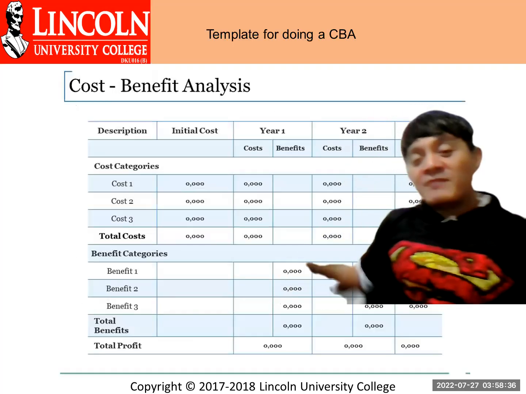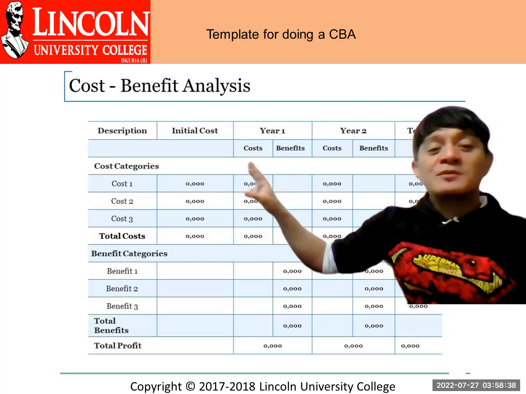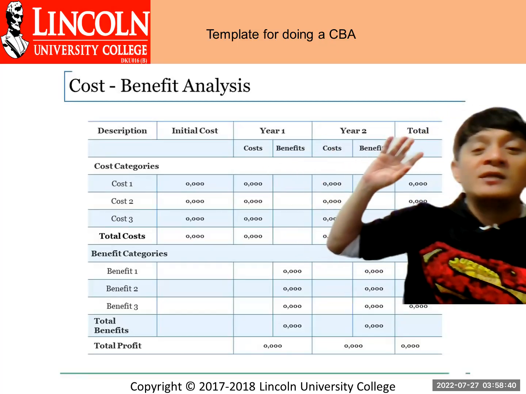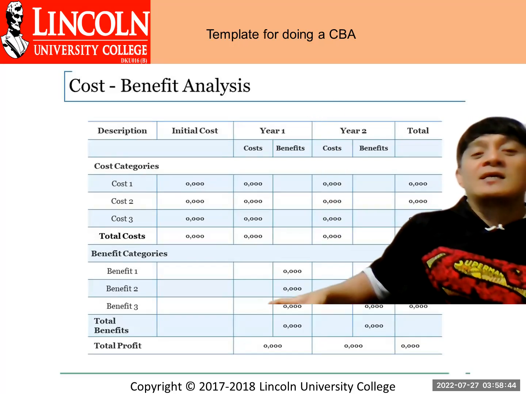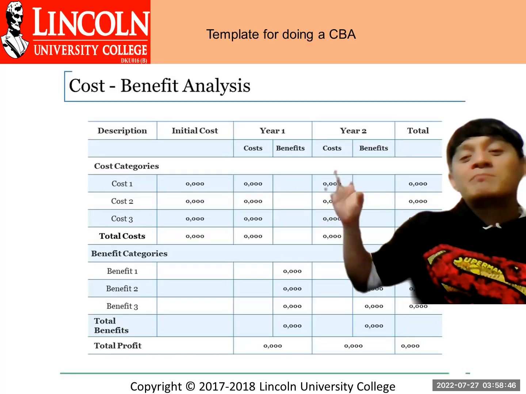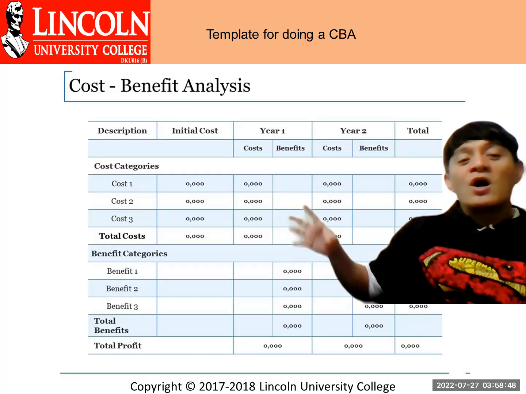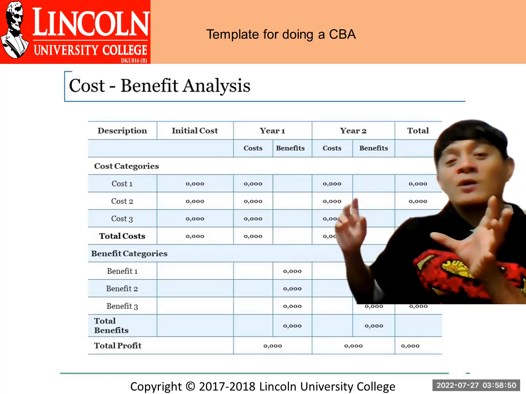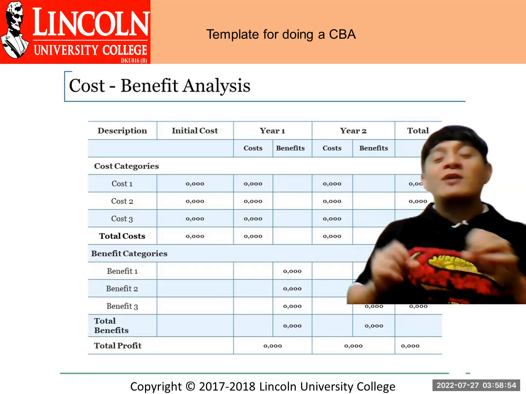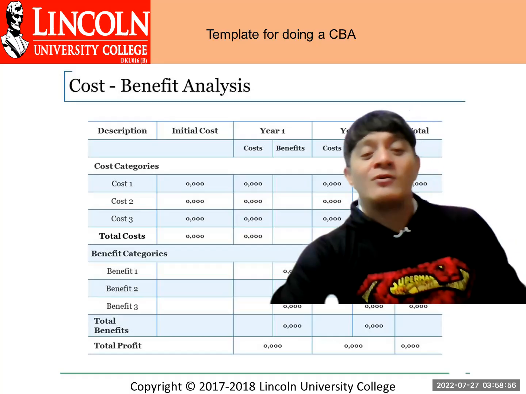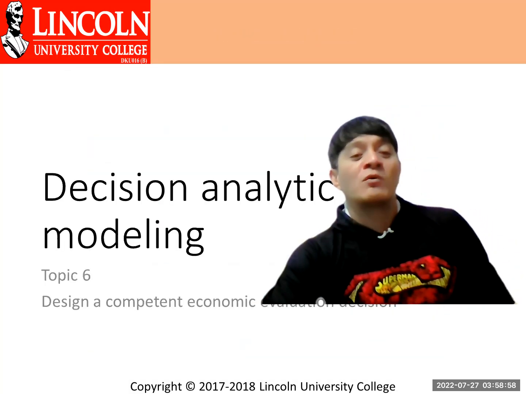So the cost benefit analysis looks like this: description, initial cost, year one, year two, and the total. You get these templates for you to get the cost benefit that you're looking for. What are the benefits that you can get from year one? What are the benefits that you can get from year two? Total them together, and you get the net. And that's where you get the analysis whether to pursue the program or not.